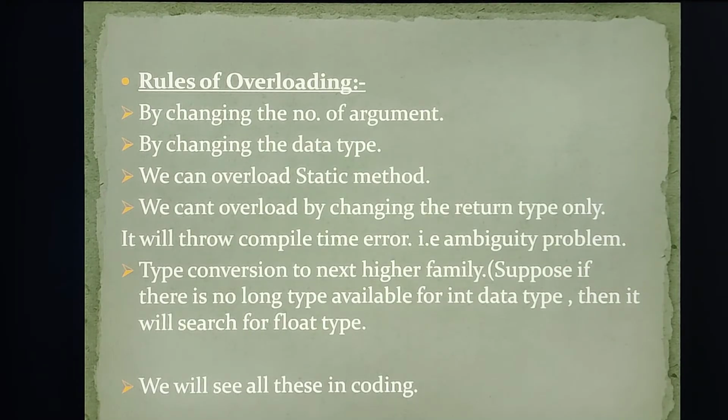Rules of overloading method. The first rule is changing the number of arguments. We can create an overloaded method by changing the number of arguments. The second rule is changing the data type. We can change the data type, and it will create overloaded methods, as we saw before. We can also overload a static method.